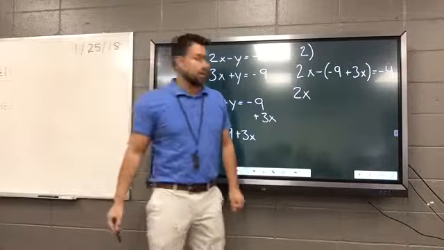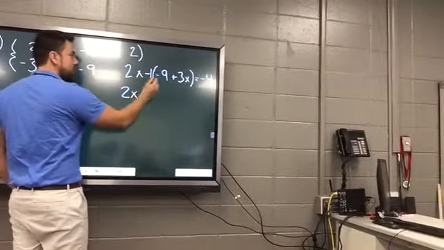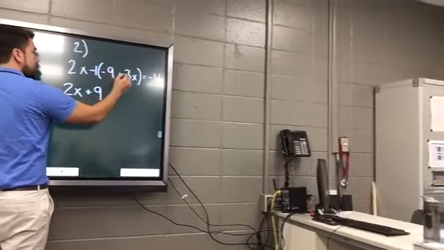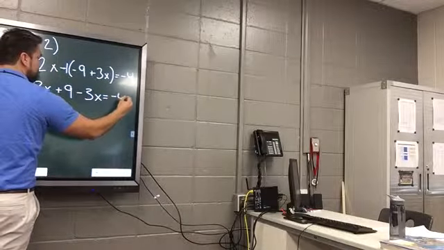Turn opposite. Yeah, so really there's a negative 1 right here. So what's negative 1 times negative 9? Positive 9. And what's negative 1 times positive 3x? Negative 3x. So that's all that happened. The signs change.